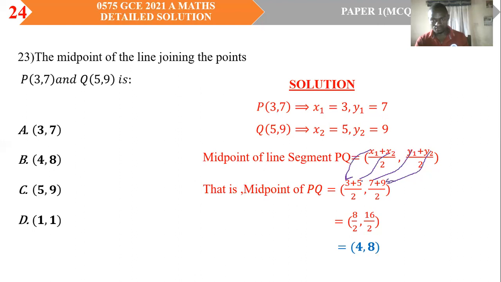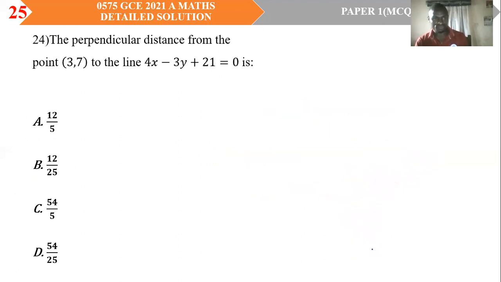We have 3 plus 5 gives 8 over 2, 7 plus 9 gives 16 over 2. Now, 2 goes into 8, 4 times, and 2 goes into 16, 8 times. And the coordinates are 4 and 8. Answer B, 4, 8.